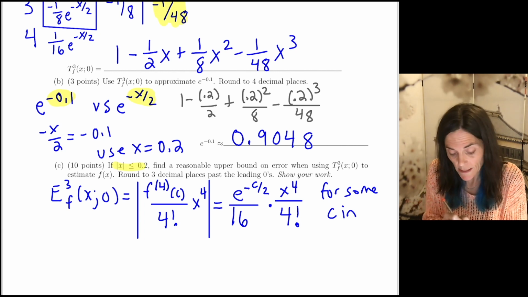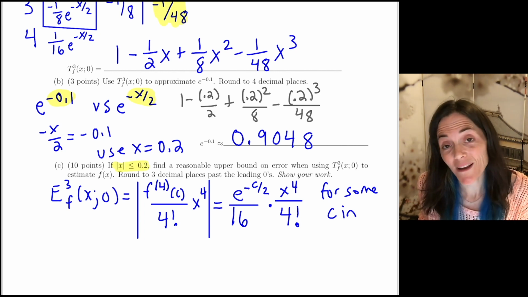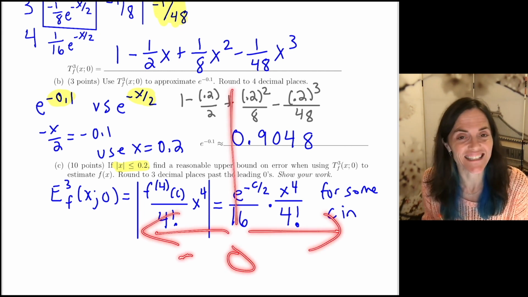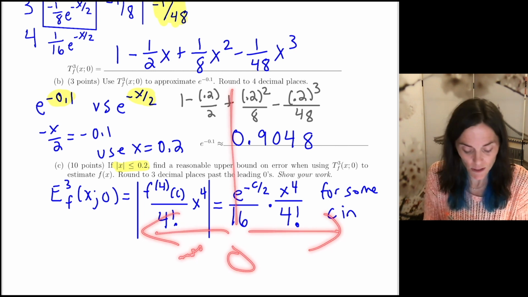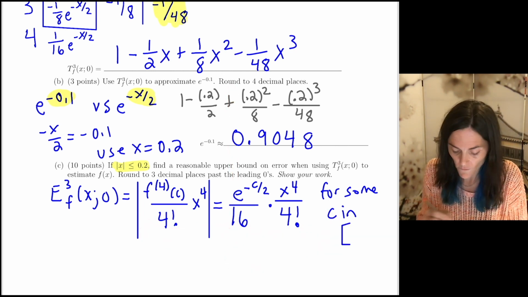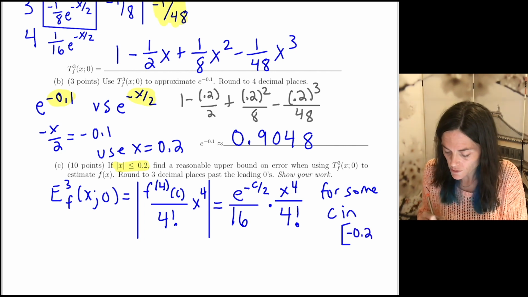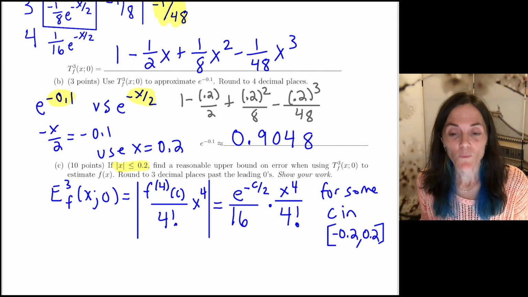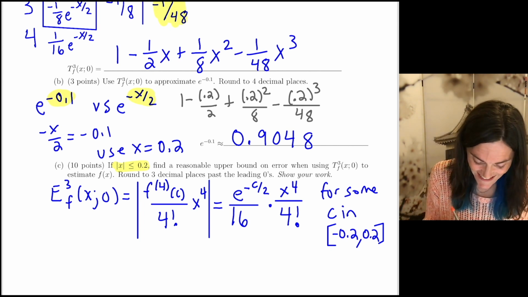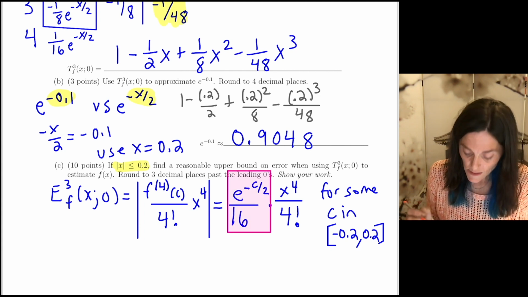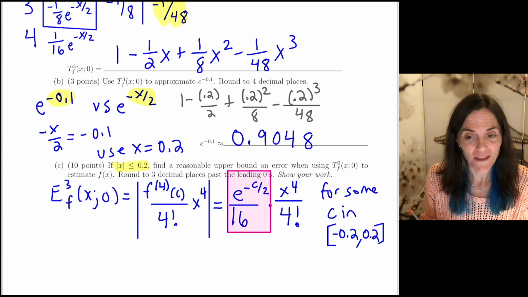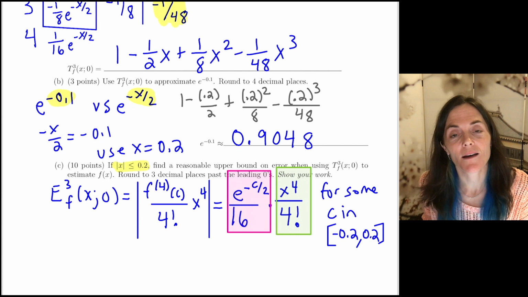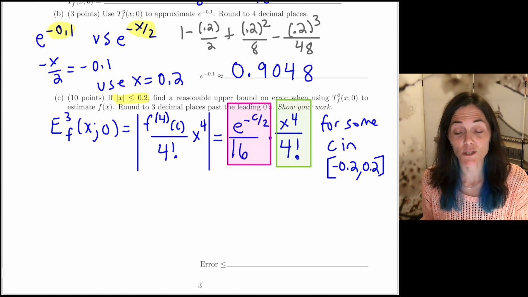You notice it's given to us, it's right here. We want to be within 0.2 of the center. So if you start at 0 and you move 0.2 in each direction, we get minus 0.2 to 0.2. So for some c in this interval, from minus 0.2 to 0.2. Great. Well, here comes our two-step process. We want to make this part as big as possible on our interval, and independently, we want to make this part as big as possible on our interval. So let's do this now.